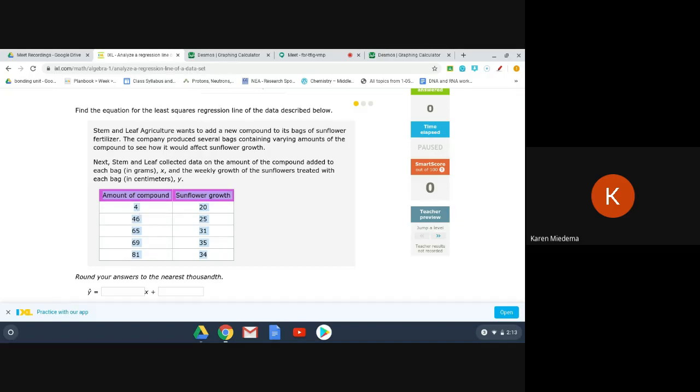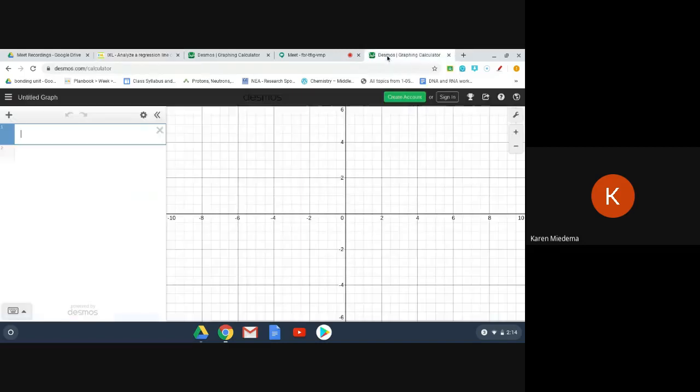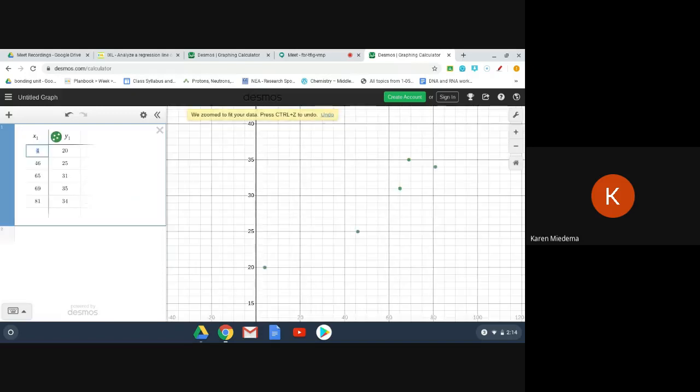Okay, once everything's highlighted, you're going to double click and say copy, or another option is to do Control C. Control C is another way to copy on the computer. We're going to go back to our Desmos graphing calculator, and we're going to do Control V. Control V will paste the copied material into Desmos for us.